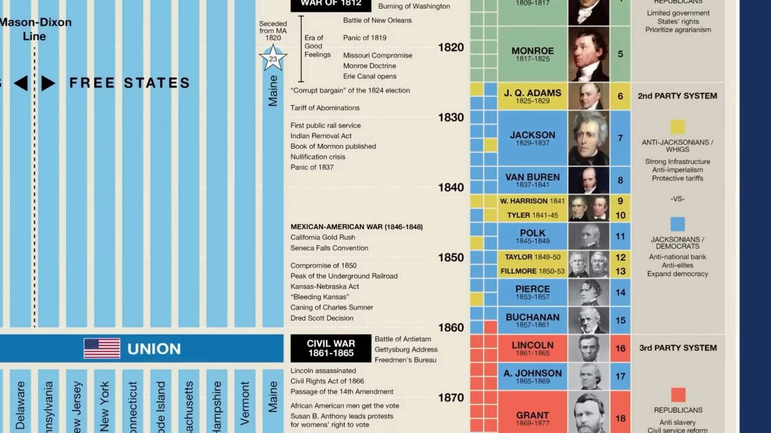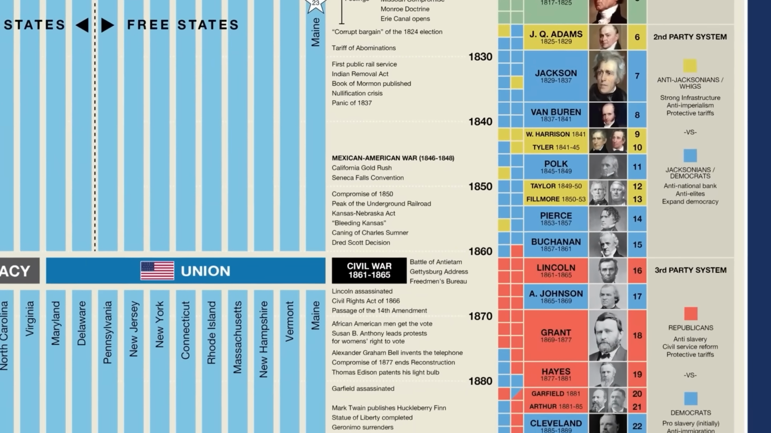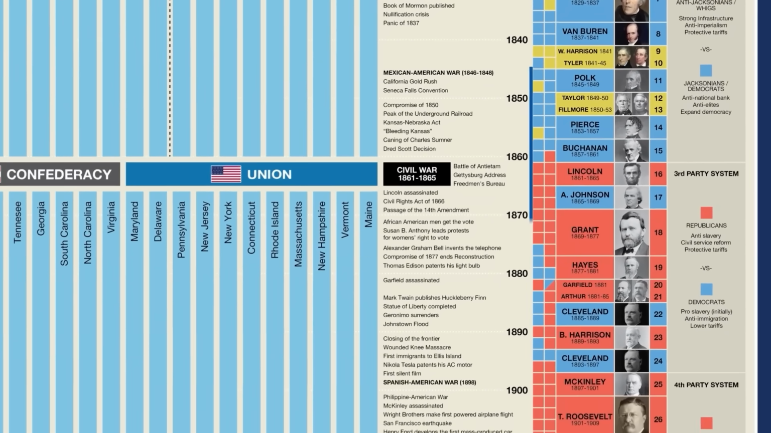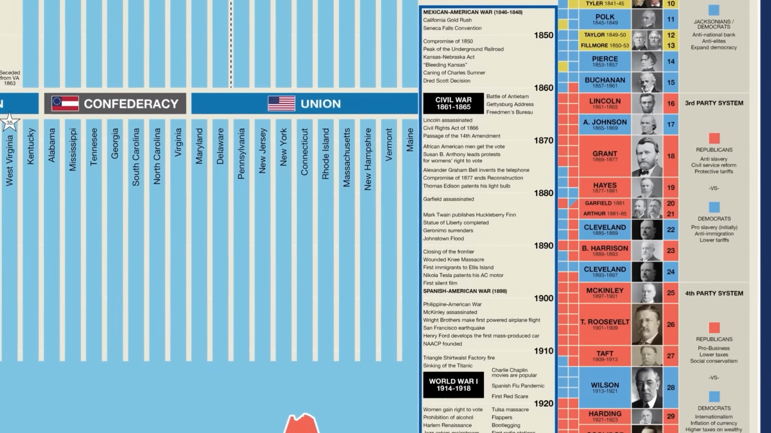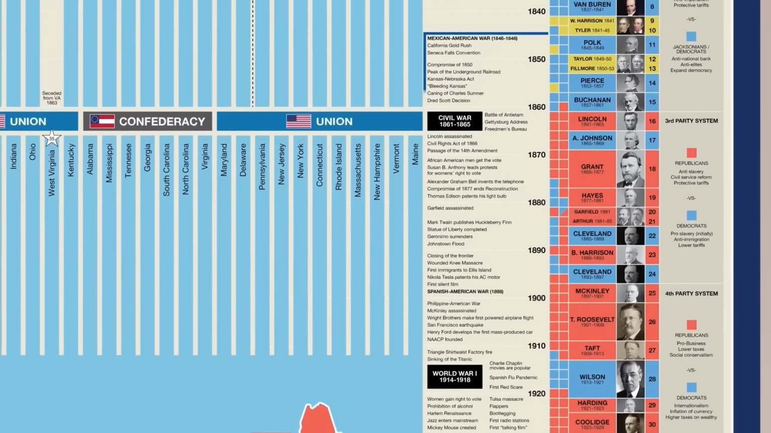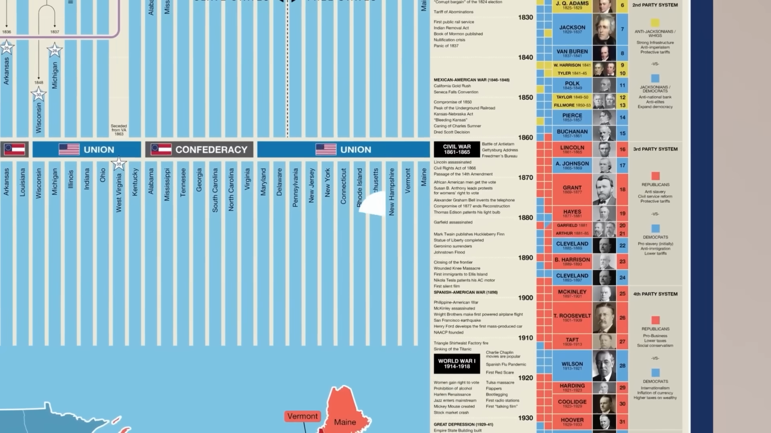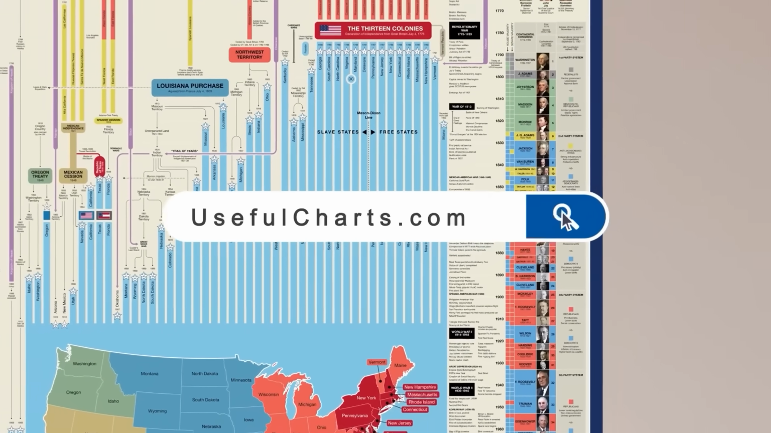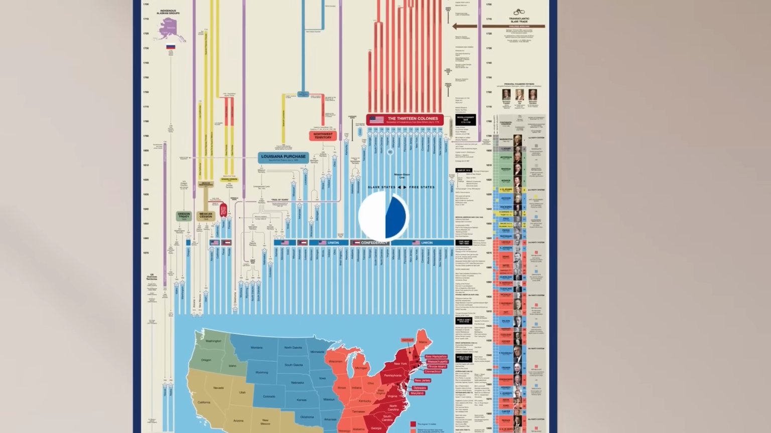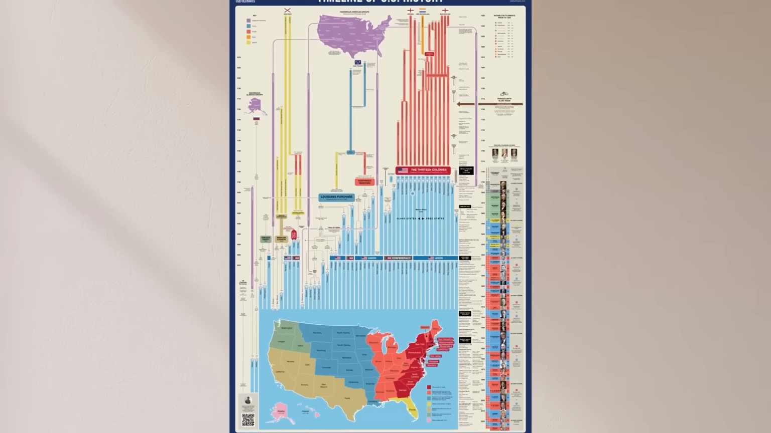Now, there is obviously a lot on this chart that I didn't talk about, namely all of these individual events listed here alongside the dates. So if you want to learn more about US history, I suggest you do two things. First, get yourself a copy of this chart over at usefulcharts.com so that you have a good reference tool for grasping the overall scheme of things.